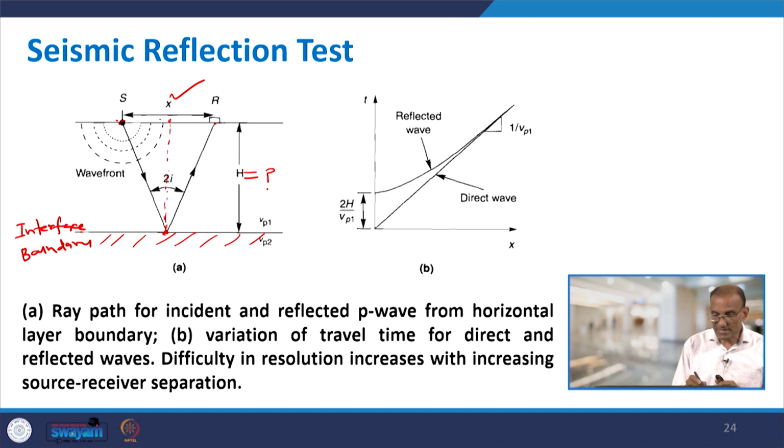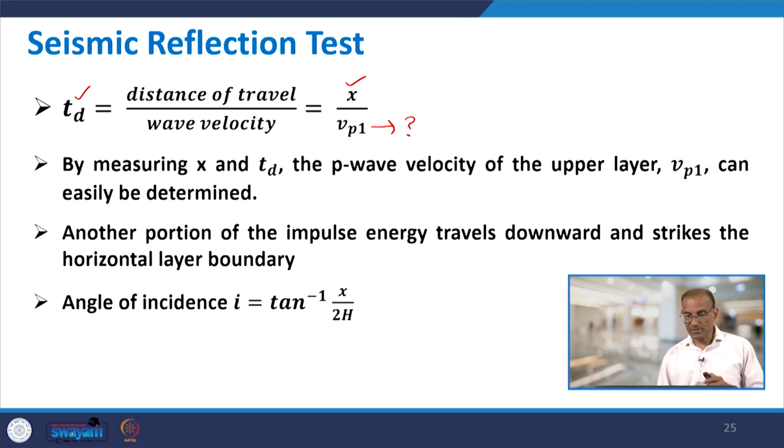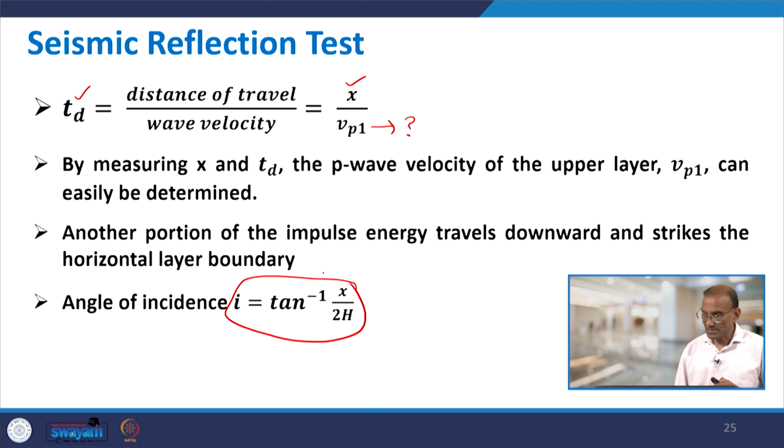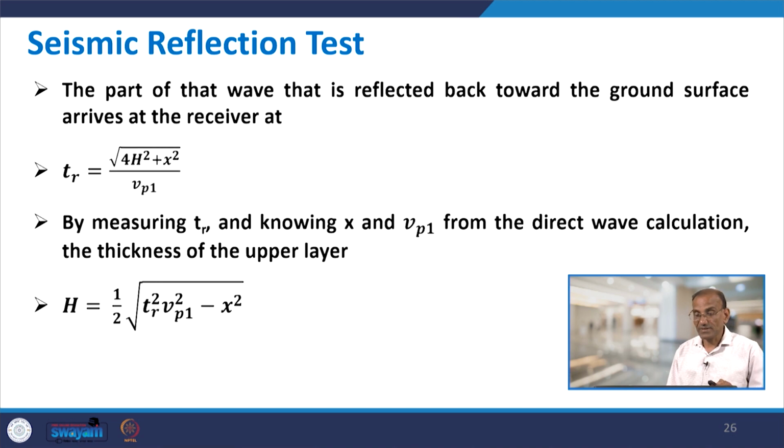So, this distance will be x by 2 and tan I will be x by 2 by h. As a result, the angle I can be calculated from this relation. Td is the time taken by the direct wave. Similarly, you have a reflected wave.